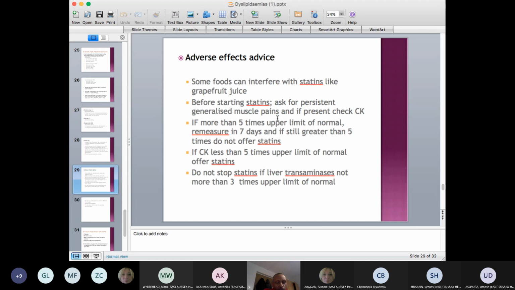Okay. Now, there are some people who will come and they have got a little rise in the transaminases. If somebody's got a transaminase rise of not more than 3 times the upper limit of normal, normally you shouldn't stop the statin therapy. So if, for example, he's got a little rise in transaminases, you can start statin therapy without any problem.